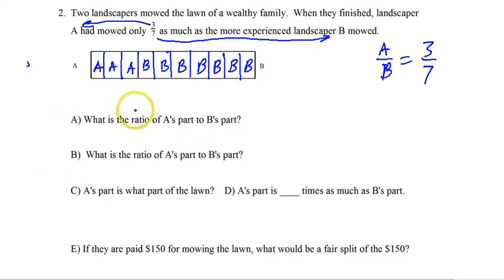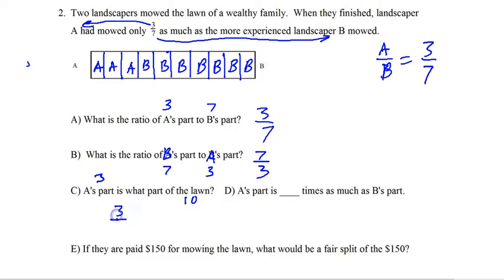So what is the ratio of A's part to B's part? It's 3:7. What is the ratio of B's part to A's part? It's 7:3. It's just the reciprocal, because whatever comes first, that goes on top. Whatever comes second goes on the bottom. And that's it. All right. A's part is what part of the lawn? Now this is talking about a fraction. We're not talking about a ratio of A to B or how many times A is to B. It's A's part. How many are for A? 3. Is what part of the lawn? How many pieces total for the lawn?